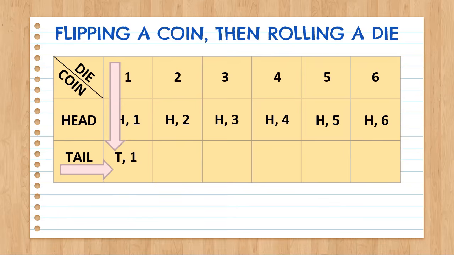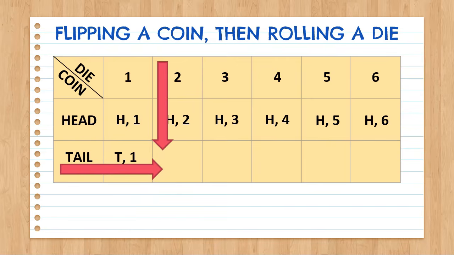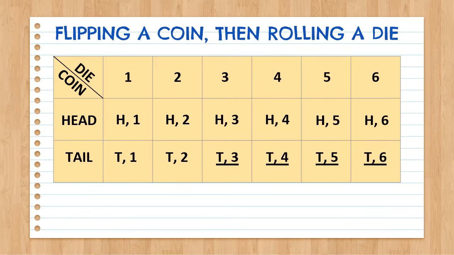Let's continue. Let's find the next outcome. Move the tail sideward, and then this time the second column, which is number 2, moves downward. The result in this outcome is tail and number 2. To save time in finding the other outcomes, let's use the pattern. Just combine tail with the number in every column. Here, we can get the outcomes tail and number 3, tail and number 4, tail and number 5, and last one, tail and number 6.